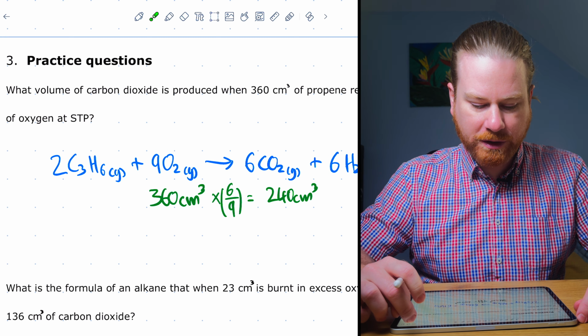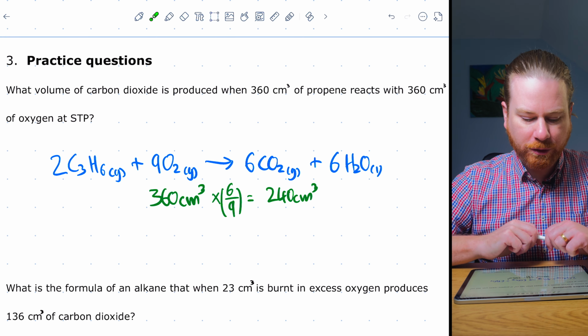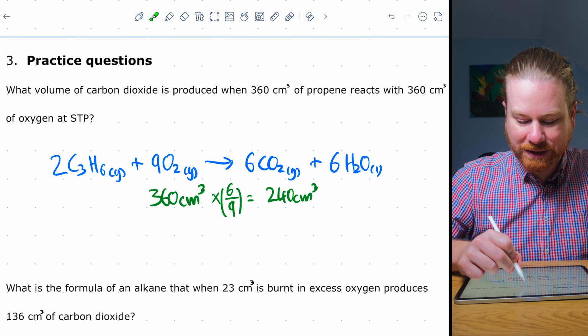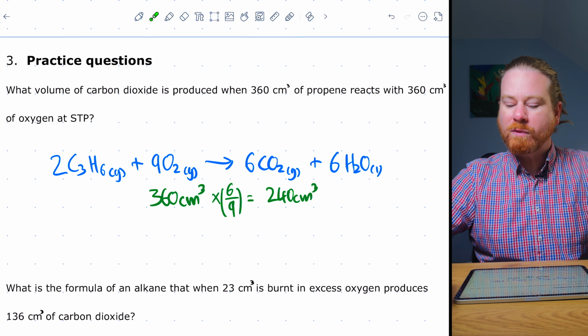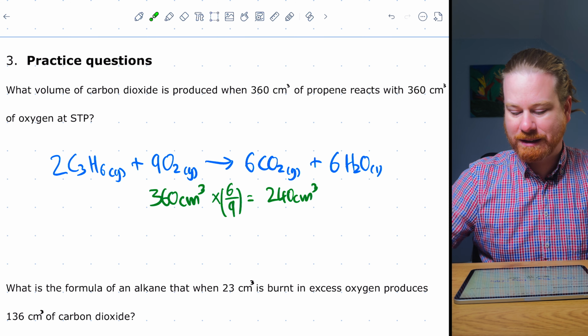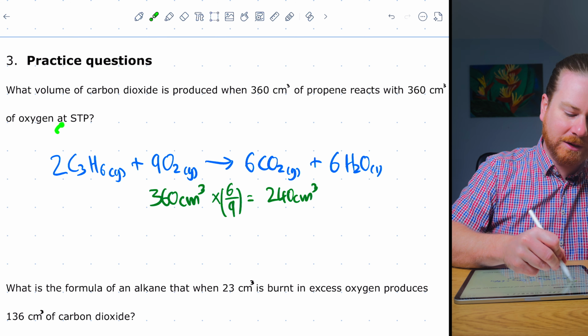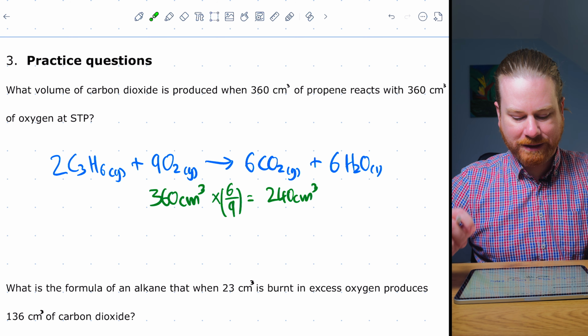Right, so let's put our newfound knowledge to the test with some practice questions. Okay, so our first question is here. What volume of carbon dioxide is produced when 360 centimeters cubed of propene reacts with 360 centimeters cubed of oxygen at STP? So that's the key thing, the pressure and temperature are staying exactly the same.